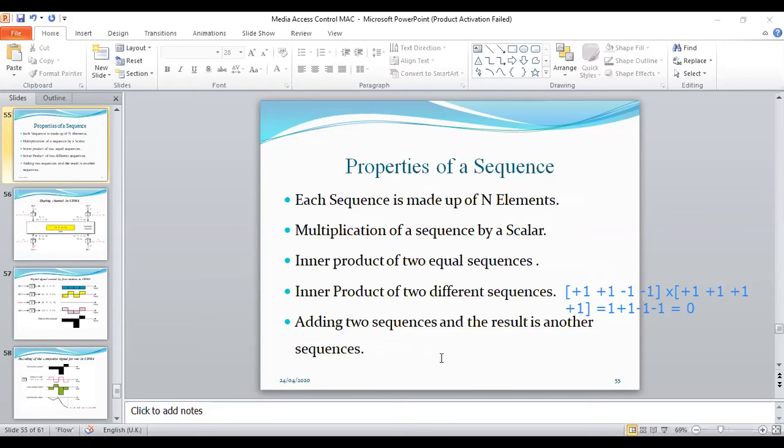Now, the last one: adding two sequences, and the result is another sequence, okay?